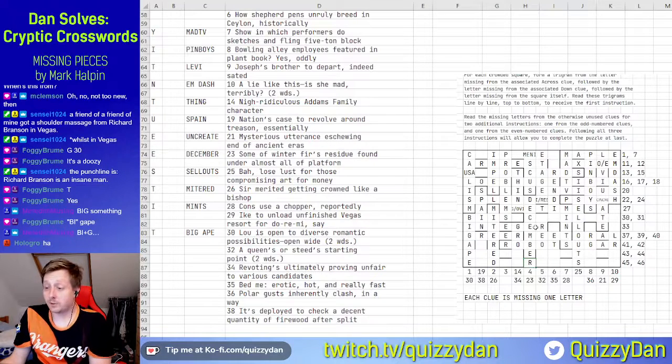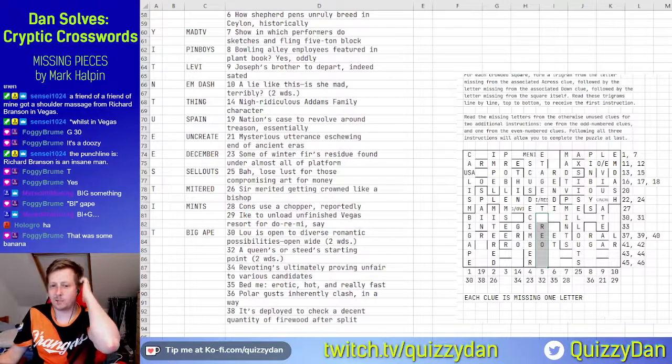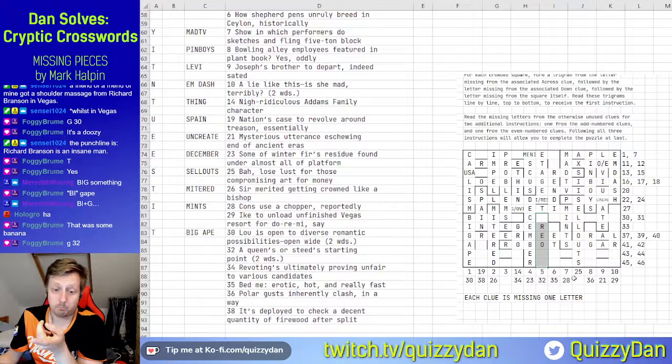32. I will admit I hadn't spotted that was 2 words. I'm hoping this is Oreo. 32 down. A queen or a steed's starting point? Origin? No. A queen's or steed's starting point? This one's 2 words. A is probably A. Queen might be Q. Or there's an extra letter. Starting point. A queen for steeds. Starting point.